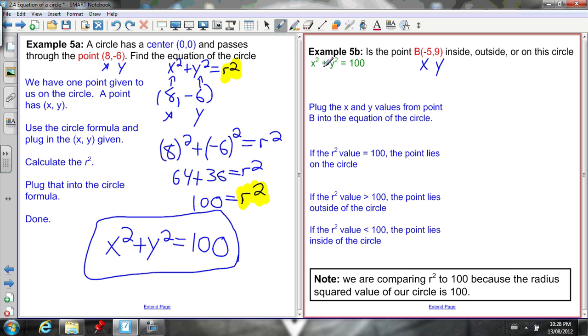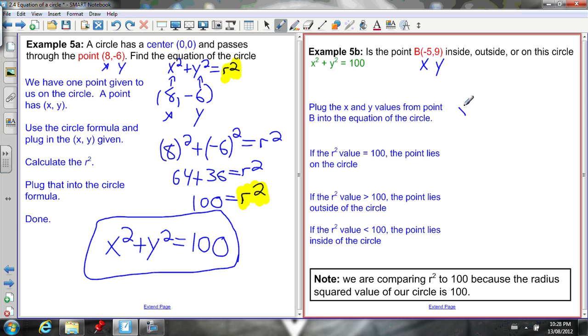If the r squared value I get when I plug in for x squared plus y squared is greater than the r squared value of this circle, then it lies outside of the circle. If the r squared value I get when I plug in x and y, okay, is less than 100, the point lies inside the circle. Okay? So plug the x and y values from point B into the equation of the circle.